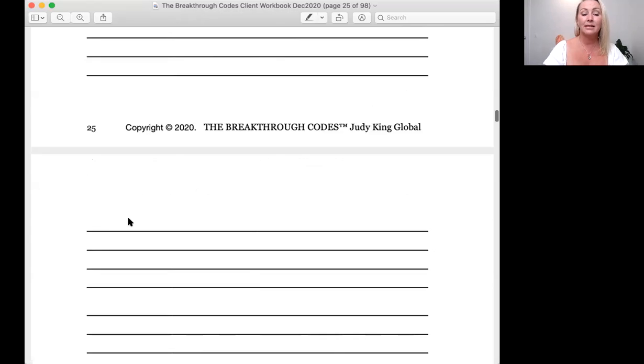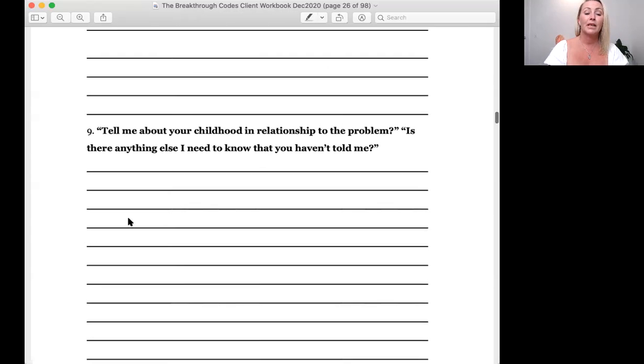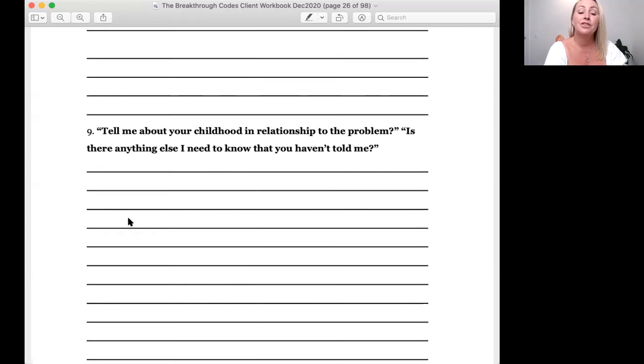Next is number 9. Tell me about your childhood in relationship to this problem. Is there anything else I need to know you haven't told me? This gets to the real pain and suffering in their childhood in relationship to the problem.